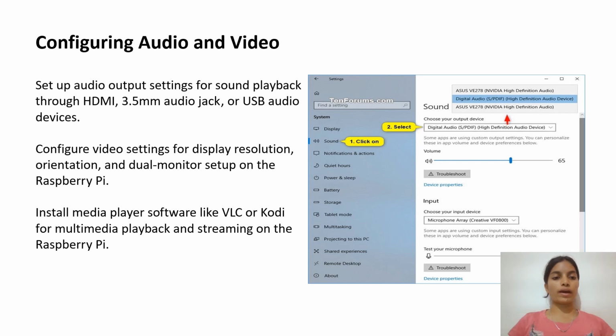Configuring the audio and the video. Set up audio output for sound playback through HDMI, 3.5 mm audio jack or USB audio devices. Configure video settings for the display resolution, orientation, and dual monitor setup on the Raspberry Pi. Install media player software like VLC for multimedia playback and streaming on the Raspberry Pi.